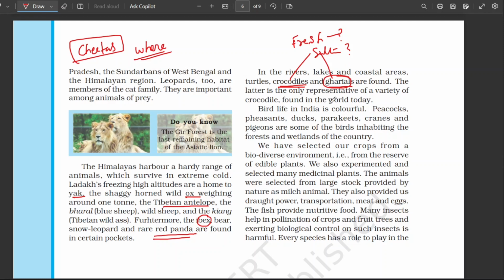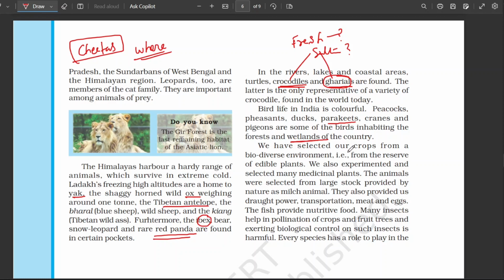Bird life in India is colorful. Now we are coming to birds: peacocks, pheasants, ducks, parakeets. Parakeets are like parrots. Cranes and pigeons are some of the birds inhabiting the forests and wetlands of the country. Wetlands are generally bird watching places or bird wildlife sanctuaries that you can see.